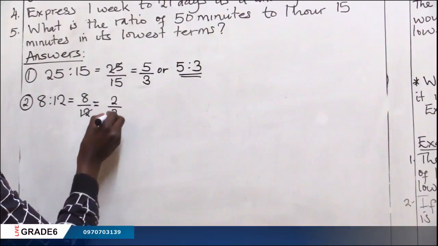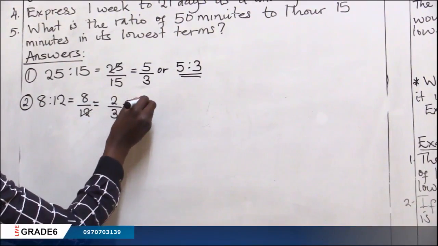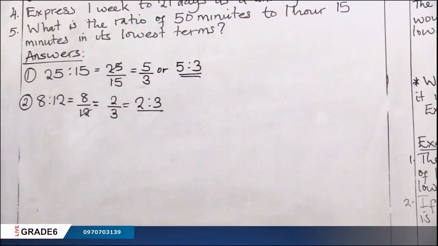4 into 12 is 3. So we can write it as 2 over 3, or 2 to 3, like that. We have reduced the number to its lowest terms. Let's go to number 3, boys and girls.